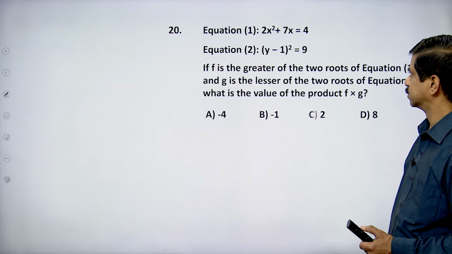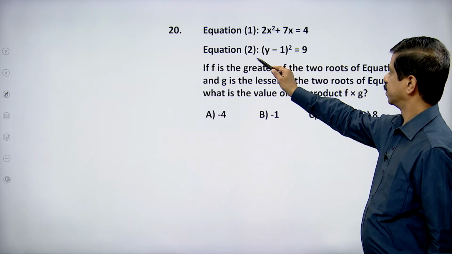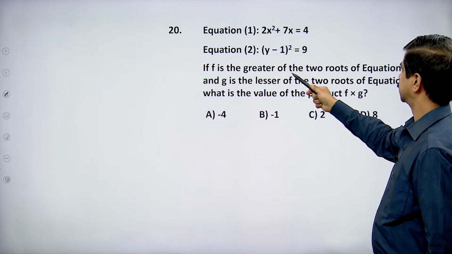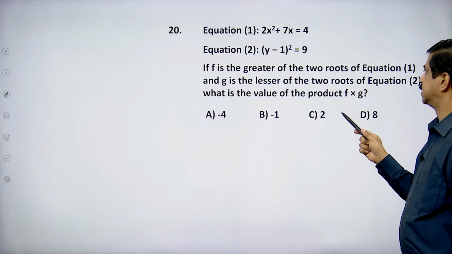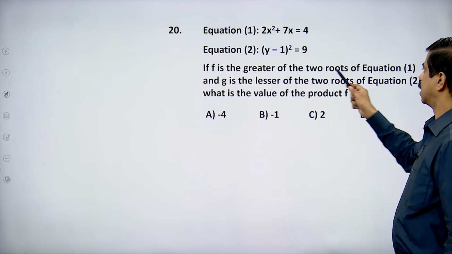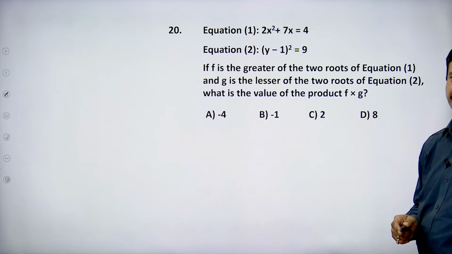Look at this. Equation 1, 2x square plus 7x is 4. Equation 2, y minus 1 whole square is 9. If f is the greater of the 2 roots of equation 1 and g is the lesser of the 2 roots of equation 2, meaning the bigger, higher root and the other one is the smaller root, what is the value of the product of f into g?